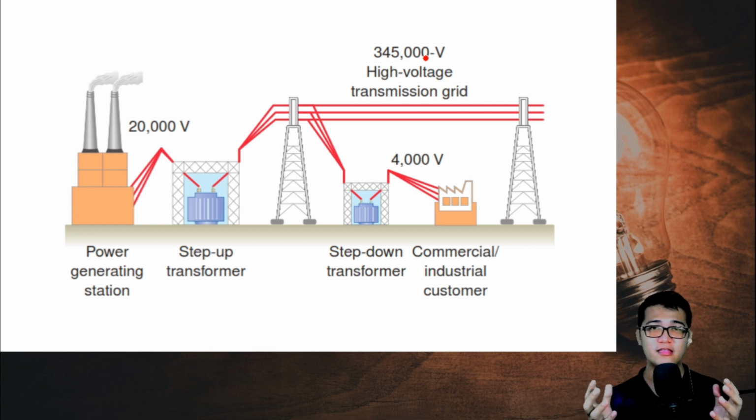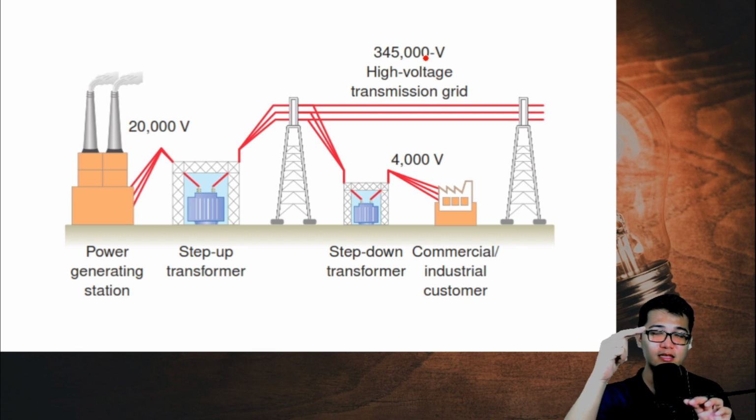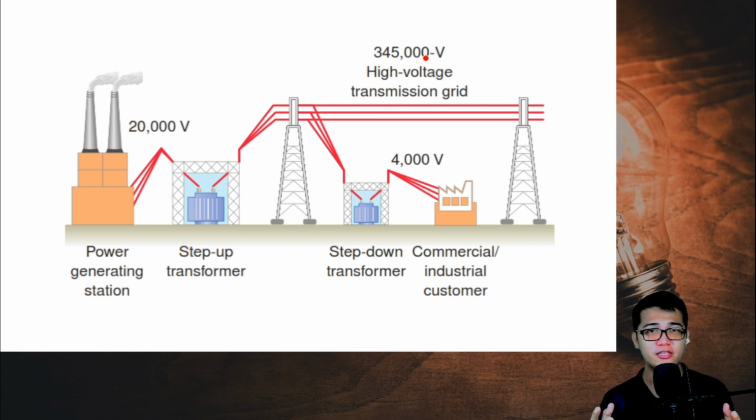Now, the purpose of that is, if you can still remember in Electro 1, we said there that power is equal to voltage times current. Okay? So, voltage times current. So, basically, if we increase the voltage, we can still achieve the same power but with lesser current. Now, why do we need to lower the current?